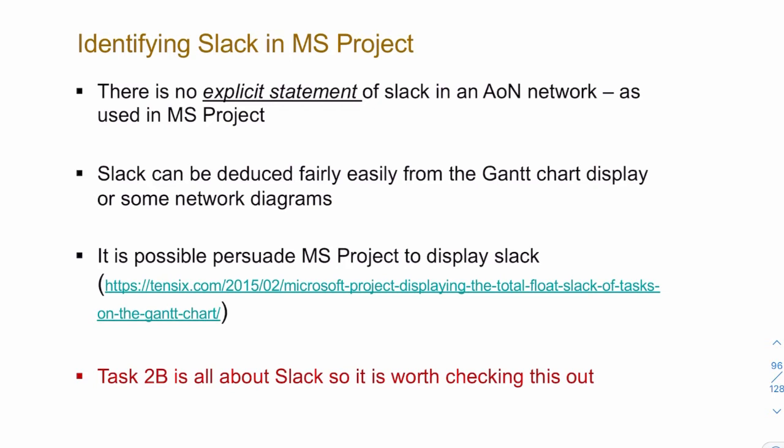Okay, so it's not so easy when you use AON, like a Microsoft Project, but you can deduce it from a Gantt chart very easily. And there are tricks you can use to get MS Project to show you the slack. Okay, and as I said, task 2B is all about slack, identifying it and identifying the critical path.